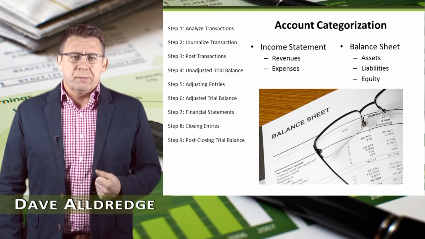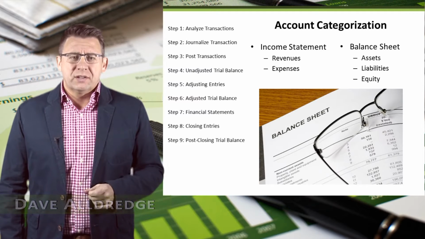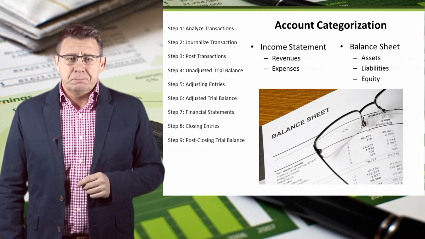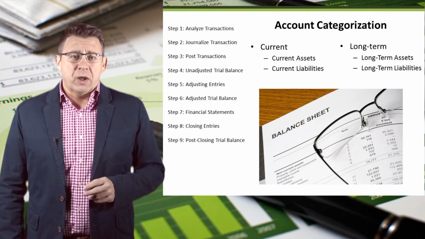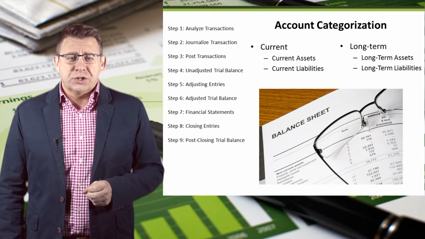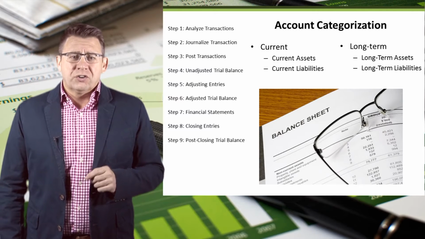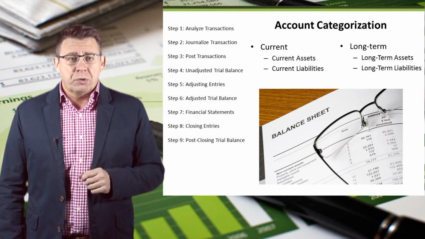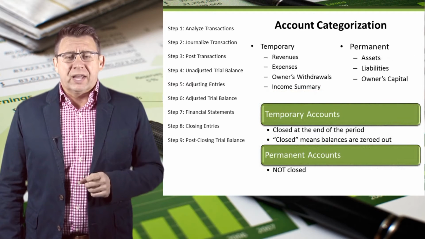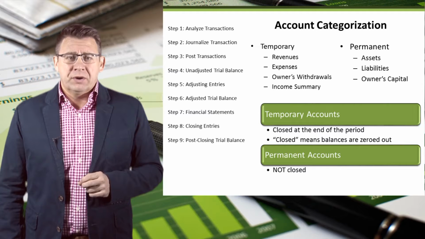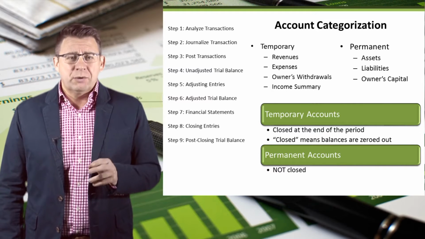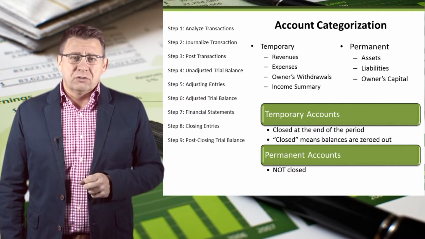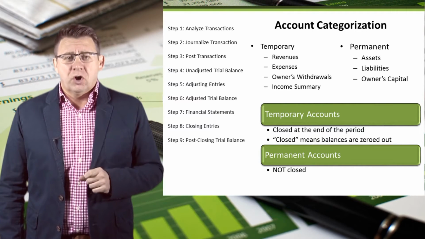The accounts we've been learning about can be categorized a number of different ways. We've categorized accounts by which financial statement they're reported on. We've categorized accounts by whether they are current or long-term. And now we're going to learn to categorize accounts a new way, temporary or permanent. Temporary accounts are closed at the end of the period. Closed means to zero the account balance. Permanent accounts are unaffected by closing journal entries, with the exception of owner's capital.